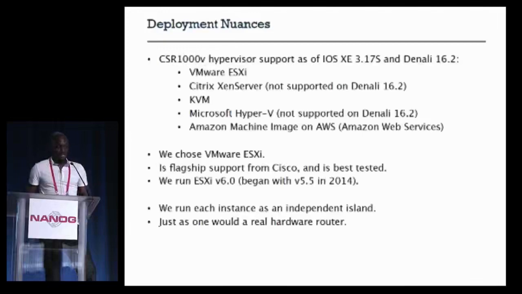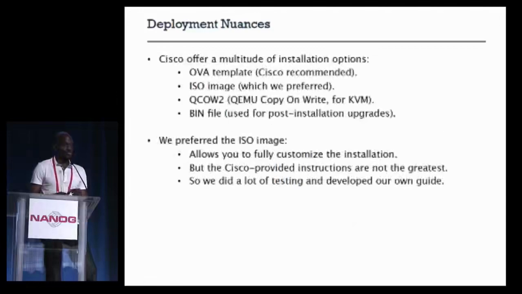We went with ESXi. At the time in 2014, it was the flagship hypervisor for CSR1000V. The rest have now come up to scratch. We're now at 6, but we started off with 5.5 in 2014, and the 6 upgrade was just recent as well. We run the units as independent devices. We don't try to do anything fancy with cloud management. They're essentially an island on their own. This is critical infrastructure, so we're not trying to get too sexy with it.